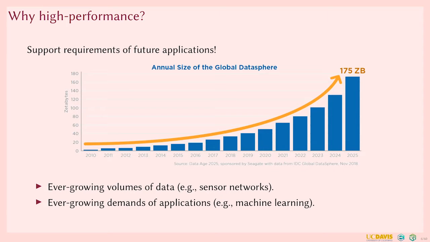Then of course the other question is why we want high performance. And I think we all know that we need high performance just to be able to support future data applications. Because on the one hand, we see an ever-growing volume of data, for example, coming from sensor networks. And on the other hand, we see an ever-growing demand of applications for computational power, for analytics, and for example, if you want to apply machine learning. So high performance for data processing is a given, and we want to add on top of that resilience.